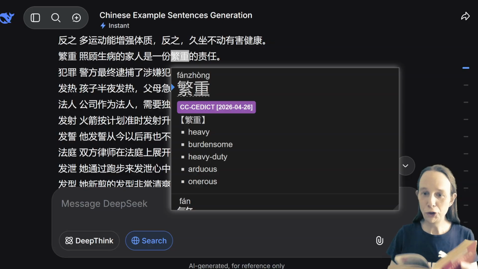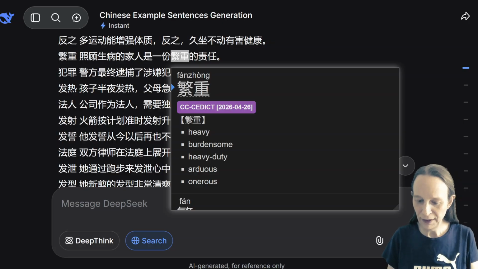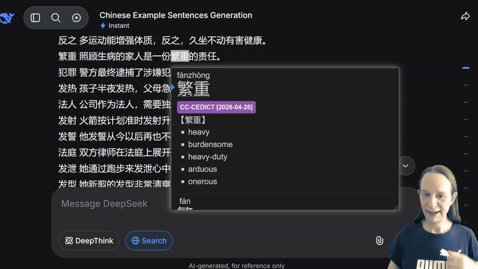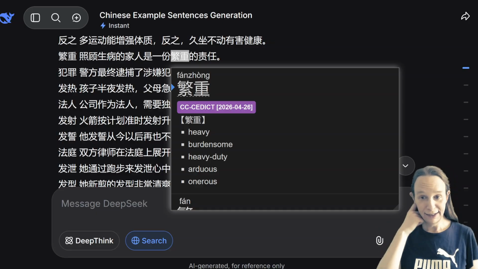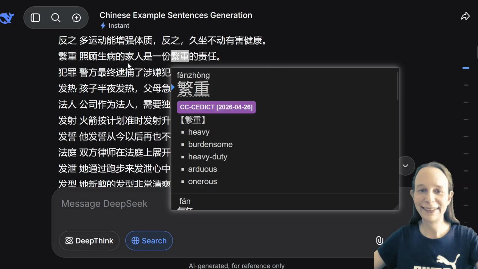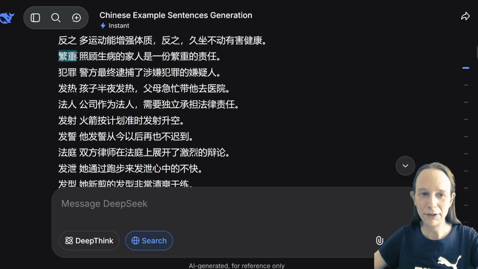Okay. 繁重. 指工作任务又多又重. So many and heavy. And it says work or duties. Right? All right. That's a new one for me. It wasn't colored in.